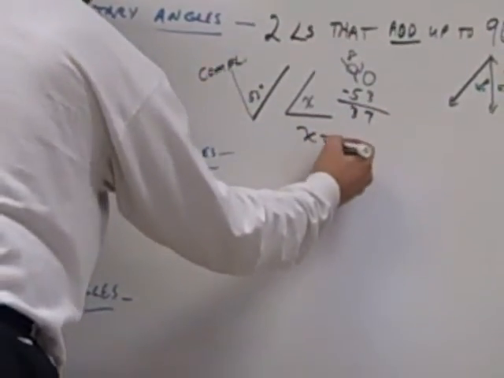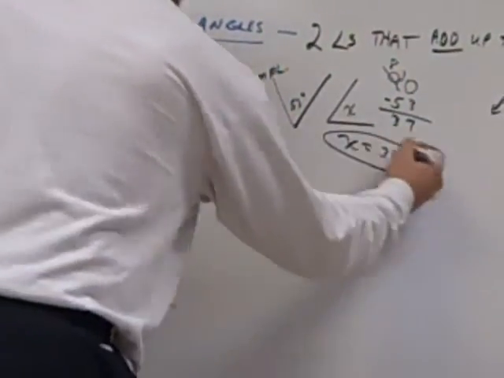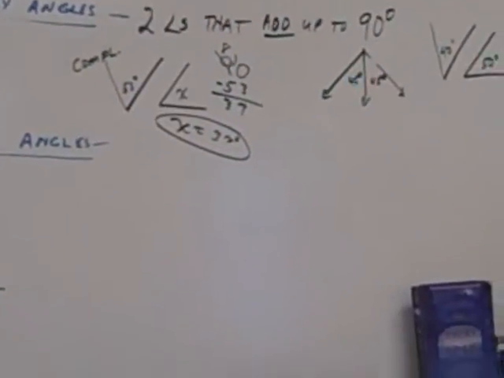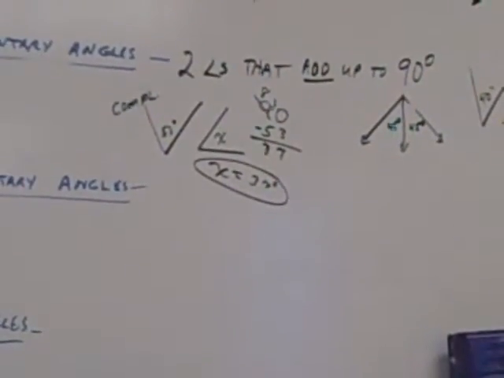So what is X? 37. What do you think? Can we find missing ones if we know that they're complementary?